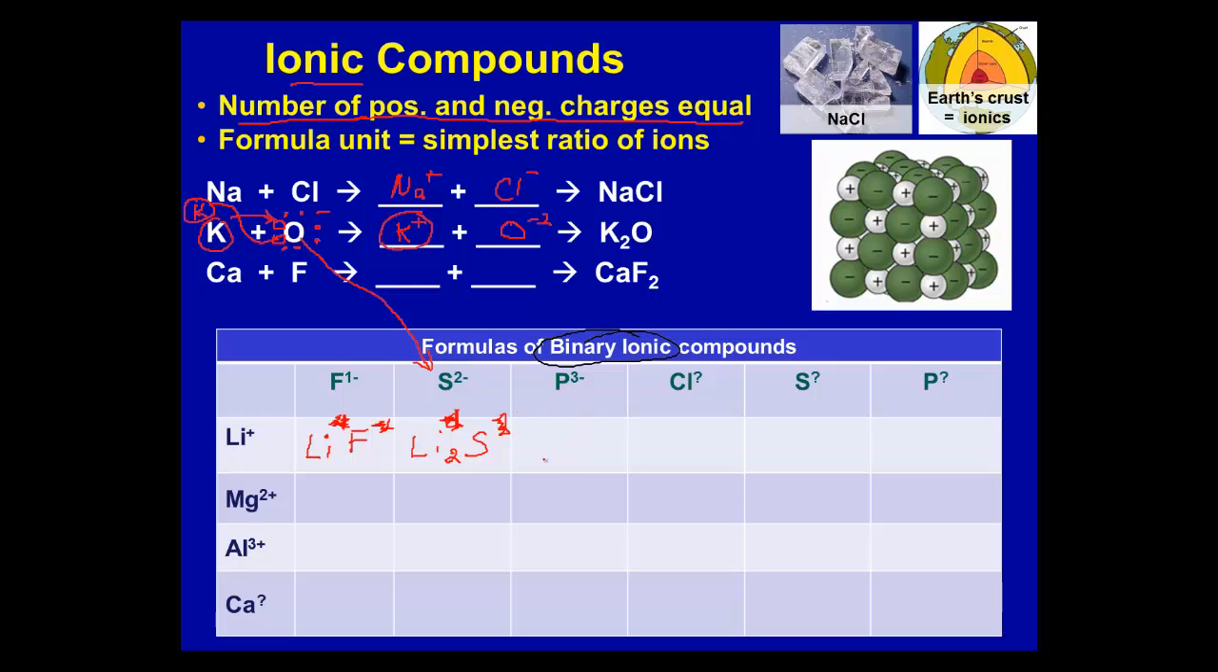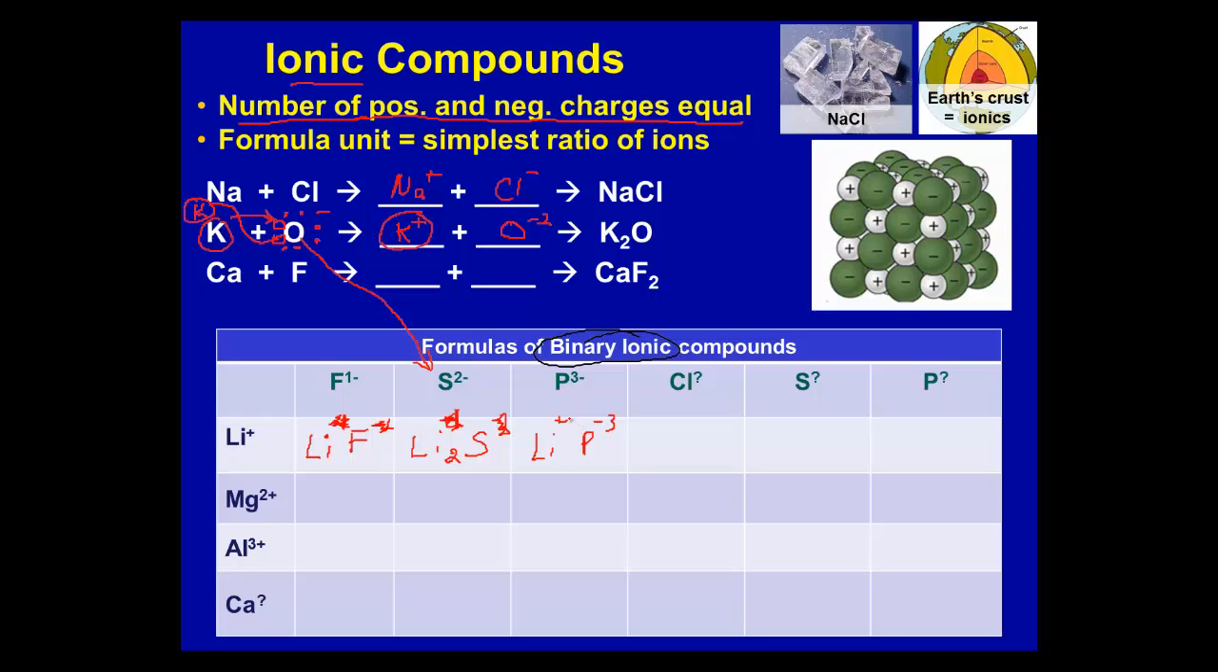Let's try another one. How about lithium? Let's try lithium with phosphorus. Li gets a +1 charge because it has 1 valence electron. P gets a -3 because if you look at the periodic table, you'll see that phosphorus has 5 electrons in its outer shell and it wants 3 more, so it gets a -3 charge. So perhaps you can see that you need 3 lithiums to equal out 1 phosphorus.